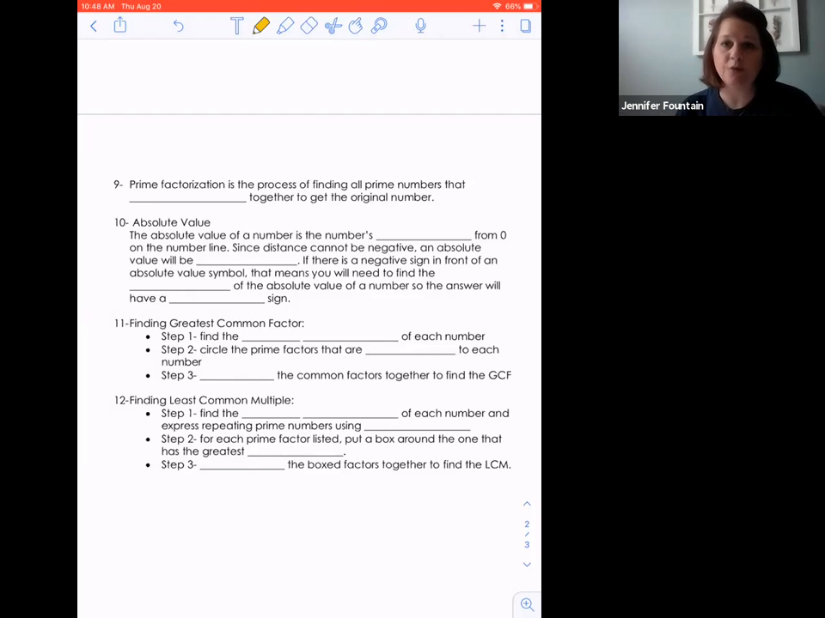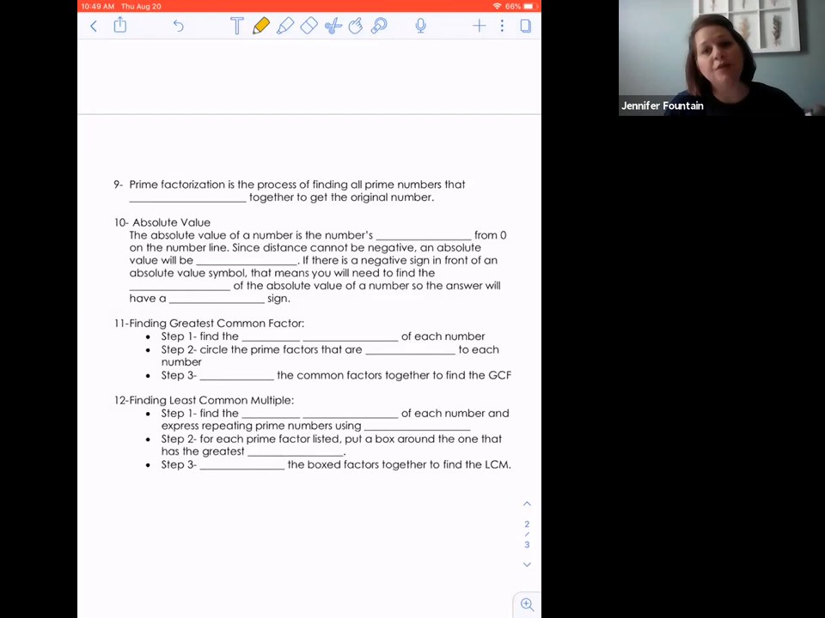Step 2 is different from greatest common factor, because here I want to make sure that every single factor that is listed between all of my numbers is represented. If I have a 2 in one, but I have 2 to the second power in another one and 2 to the third power in the other one, I need to draw a box around the exponent that is the greatest. So I would put my box around 2 to the third power, so that represents my factor of 2.